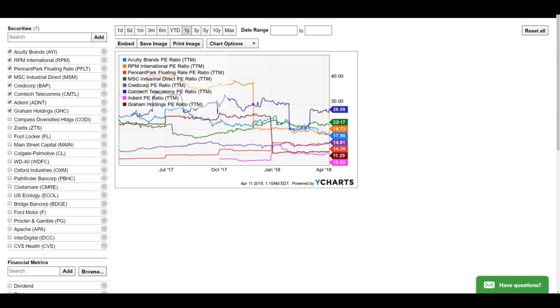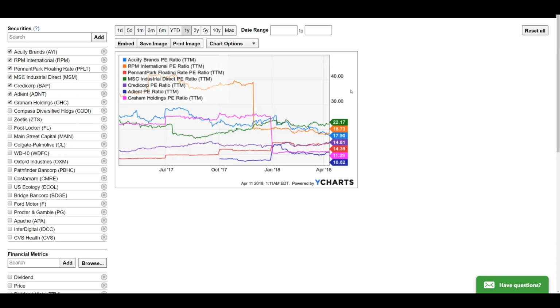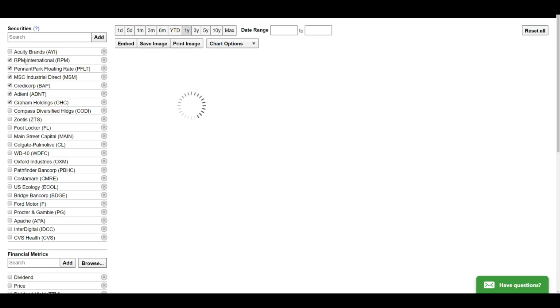So right here, the blue one at the top is a 28. Now I look for blue over here, which is Comtech. It's third from the bottom. So over here on the left, I can remove it, third from the bottom. And there I'm left with a number of stocks that all have PEs under 25.